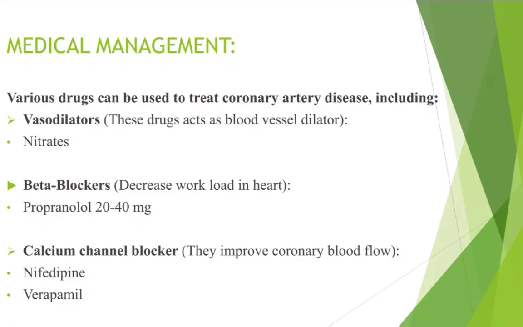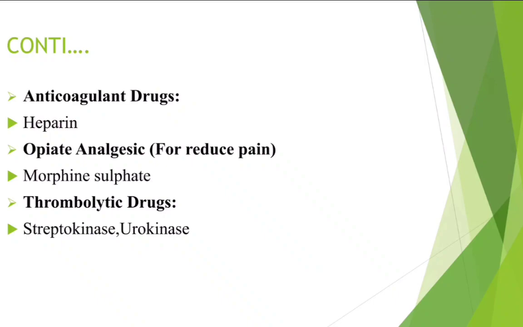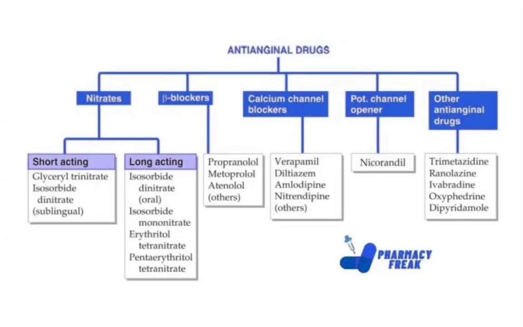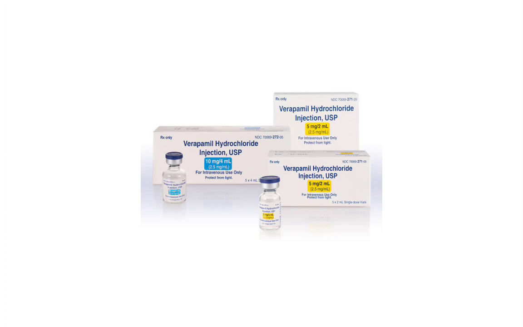Now, understanding the medical management. Various drugs can be used to treat coronary artery disease, which include the vasodilators, beta blockers, calcium channel blockers. Vasodilators include drugs like nitrates. Beta blockers decrease the workload, like propranolol. Anticoagulant drugs are used. As we can see here in the chart, I have summarized nitrates, which may be short acting, long acting, beta blockers, calcium channel blockers, and other anti-anginal drugs and channel openers. So these are the drugs which are given as anti-anginal drugs in combination.